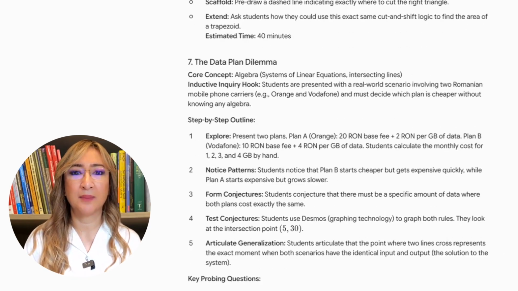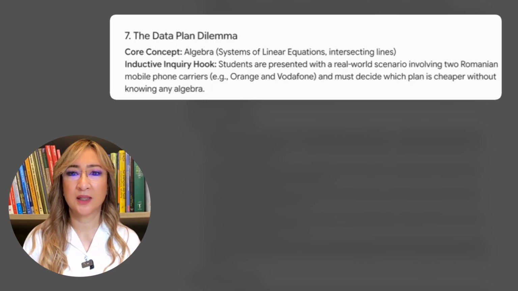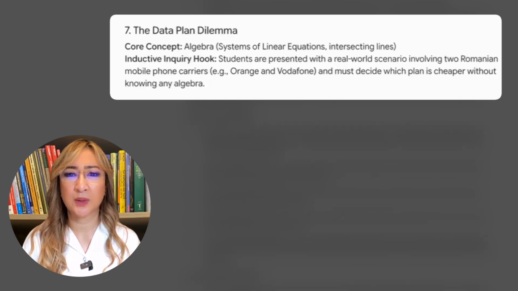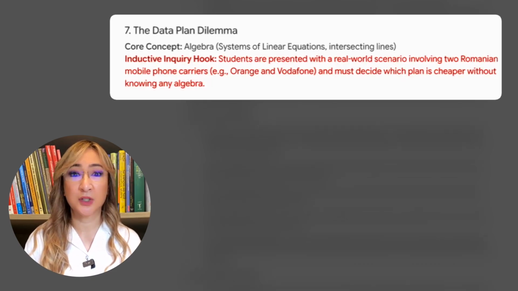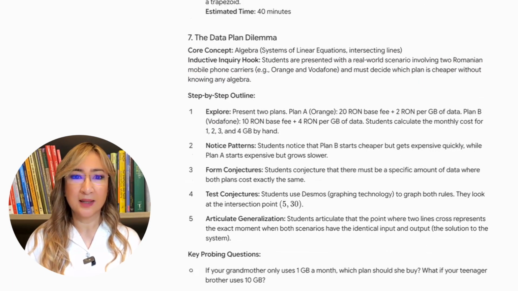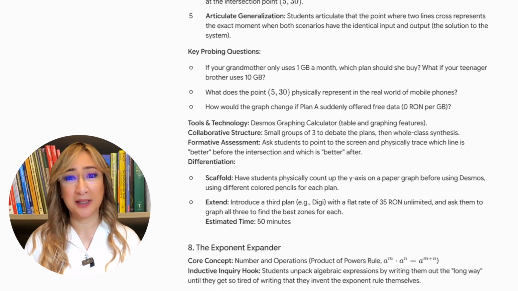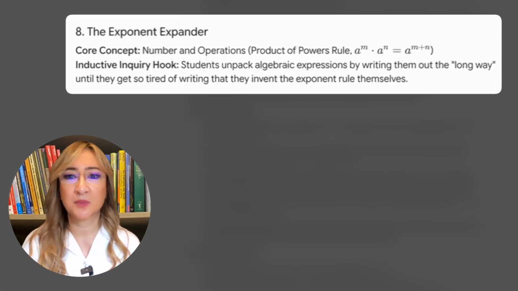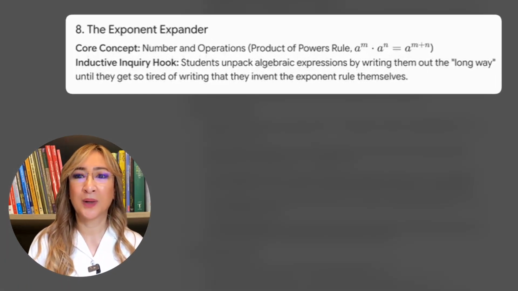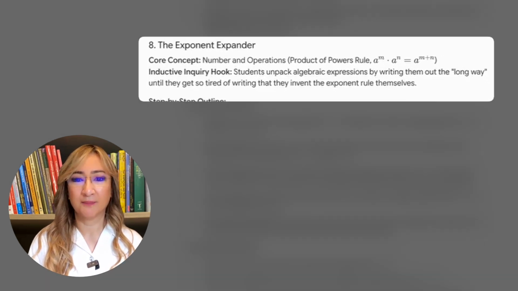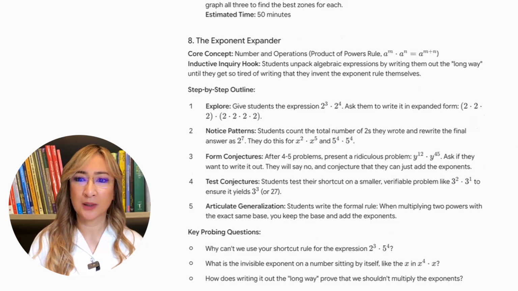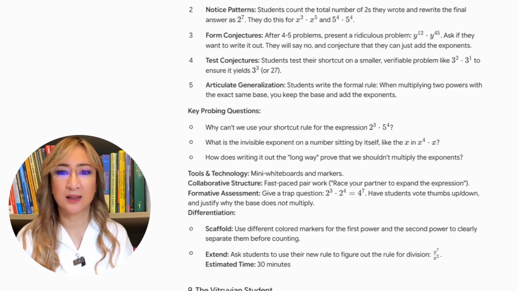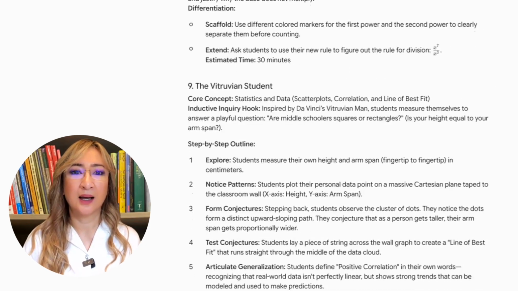The data plan dilemma. So this is systems of linear equations. And what are we doing? We're presented with a real-world scenario involving two Romanian mobile phone carriers. Okay, yeah, that's a pretty classic exploration as well. The exponent expander. Okay, so we're looking at, yeah, the exponent rules. Yeah, okay, and looking at numerical numbers first and then generalizing algebraically.